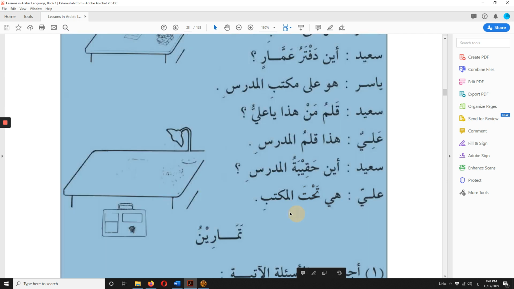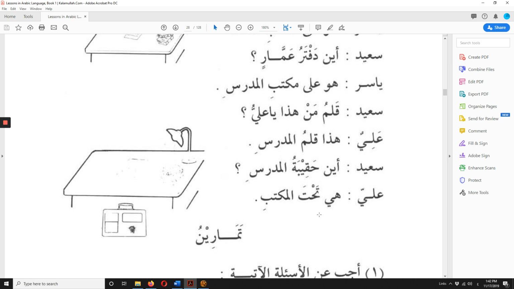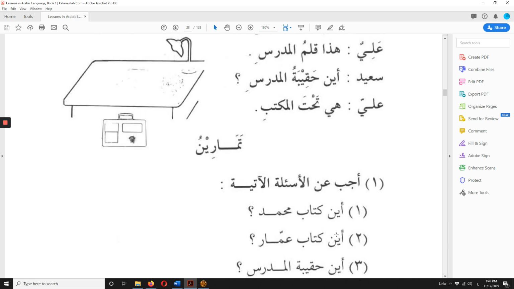So there are different explanations as to why something happens grammatically. And there are famously two different schools of grammar: the Kufan school and the Basran school of Arabic grammar. They believe in a lot of the same rules, but they might explain them slightly differently.